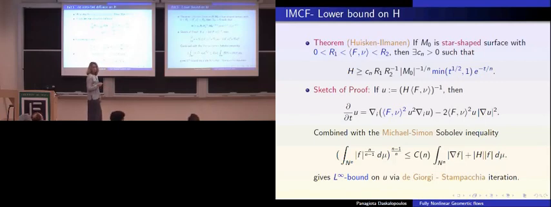Not only star-shaped, but also H. Yes, in this flow you need to have H greater than or equal to 0. Now, you may have H equal to 0, but in the case of star-shapedness, it immediately jumps and becomes positive. That's the idea. And now, for me, their proof is interesting.